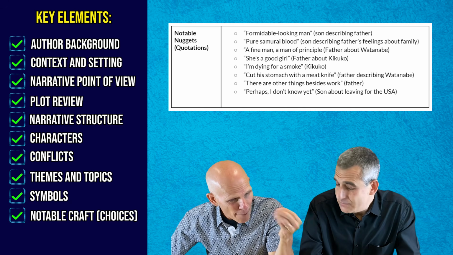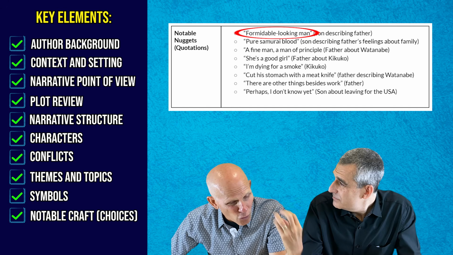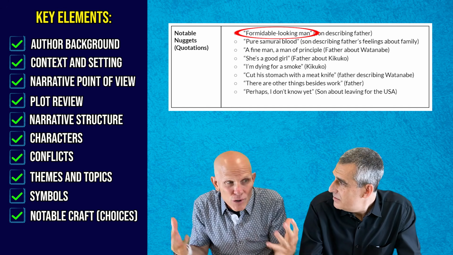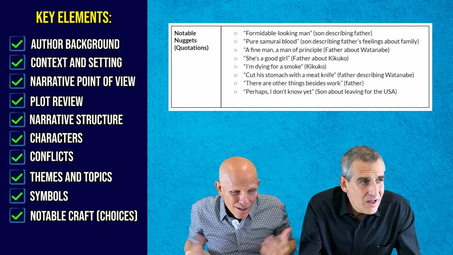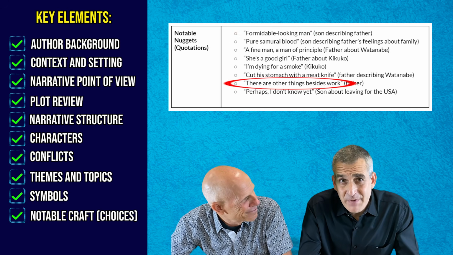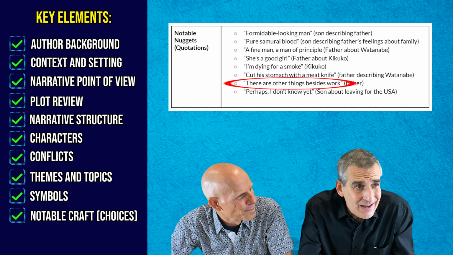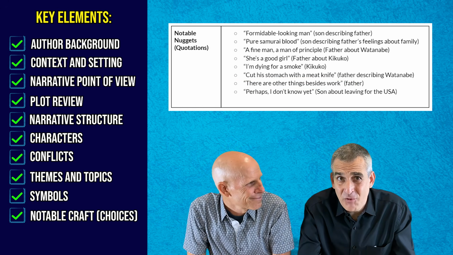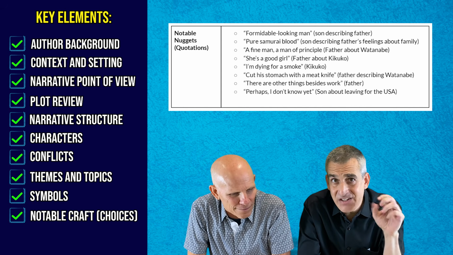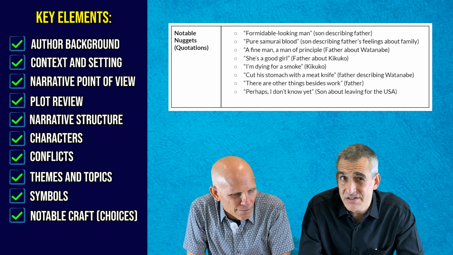So I'll give you some examples. One is he calls his father a formidable looking man. He's formidable. He's intimidating. That's the son describing his father. I can use that phrase, easy to remember. What are some other words? Mr. Jaws, there are other things besides work. For me, that's a really important line of this text, and I didn't study that. I just remember it because it was a really impactful moment. So the more times you read the text and the more familiar you are with it, these notable nuggets will just stick in your mind, and you can use them in your paper 2 response.